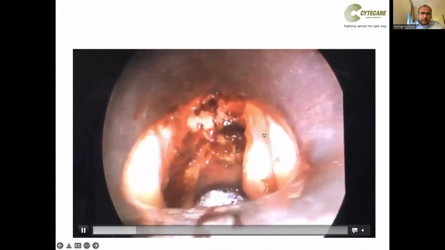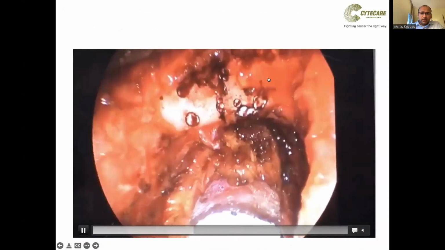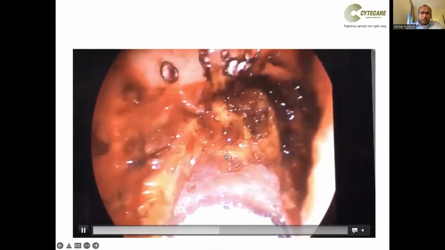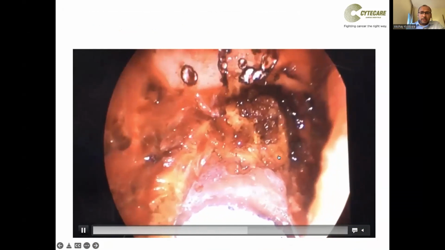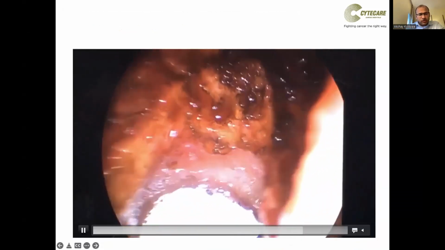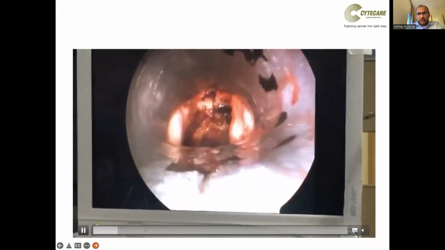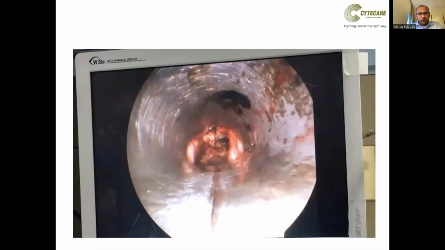So you can see that the anterior commissure has been excised right up to the cartilage, with a good subglottic margin as well. Again, this patient is about 1.5 years post surgery, and he's doing reasonably well. I don't have his voice recording, as he's from a slightly far away place, so he didn't come for follow-up, and he's following up with the ENT colleague.